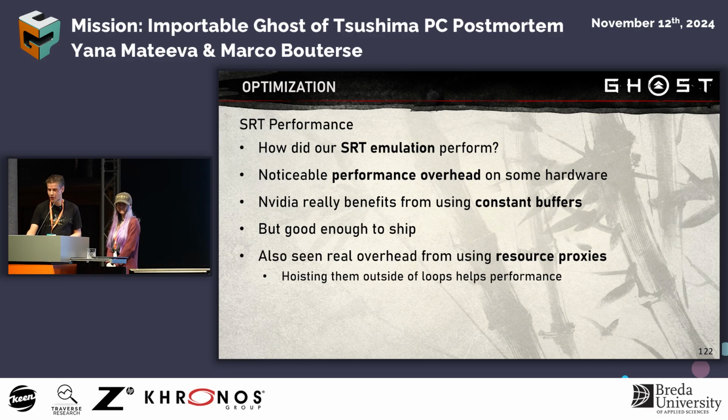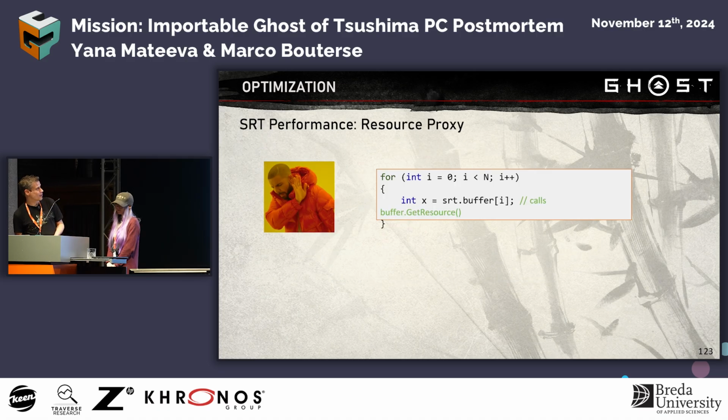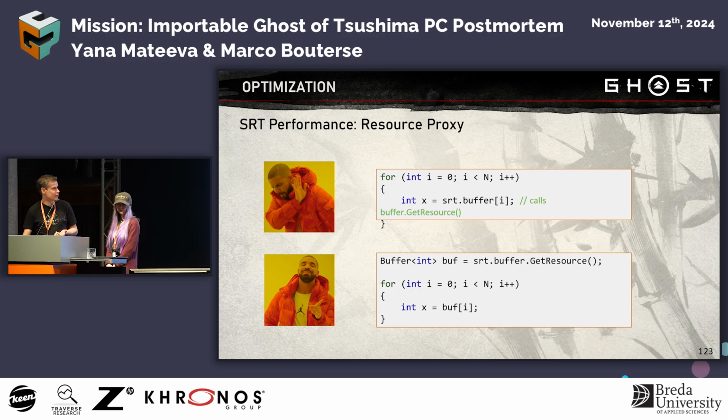We also saw some real overhead from using our resource proxies, and especially when they were accessed inside of a loop. So when we had this situation where we have our resource proxy inside the loop, then we would take it out of the loop. Because otherwise, inside the loop, the resource descriptor would be loaded from the heap every time, and that would have performance impact.